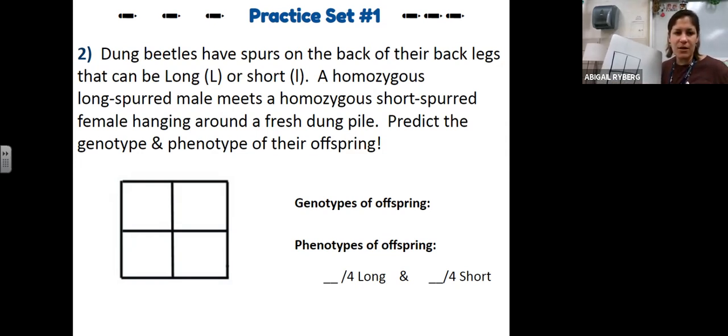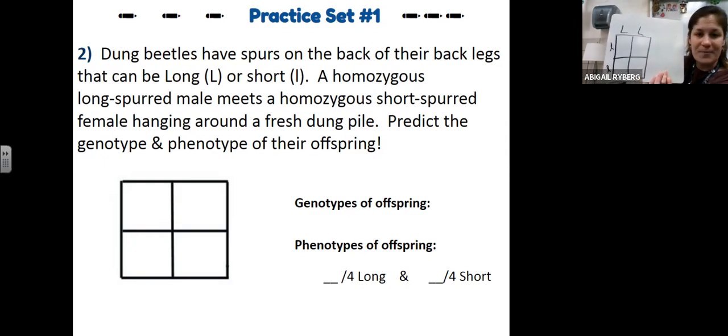first of all, homozygous long-spurred male. So homozygous long is dominant, so I'm going to give him big L, big L. And then I actually make it even more obvious. The female is homozygous short, and I actually do like cursive L's, like little l, little l, to make my L's look really different. So I'm going to go ahead and fill in my Punnett square. So I'm going to put a big L, little l.